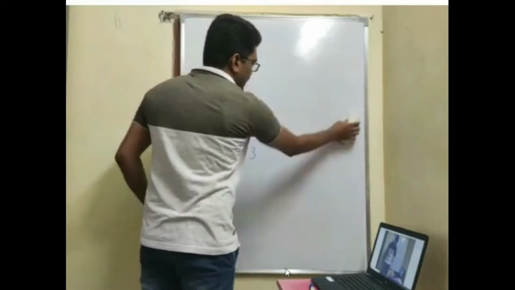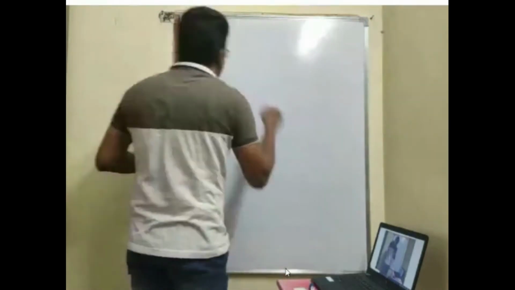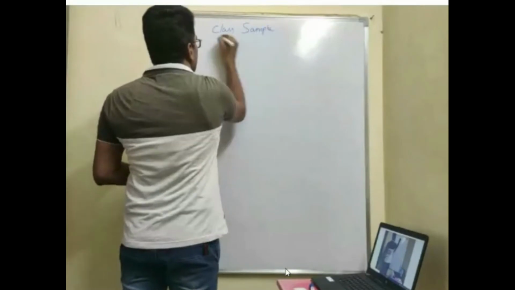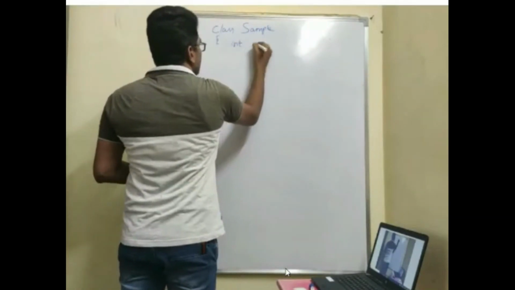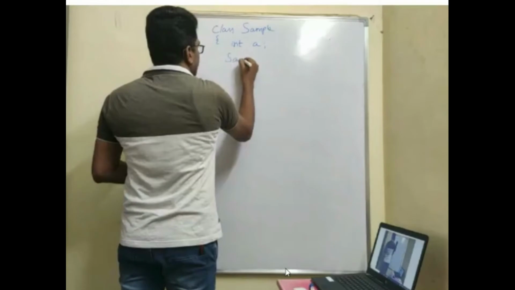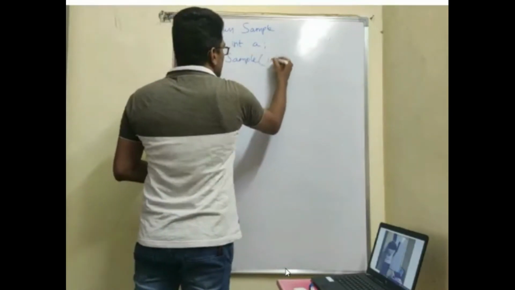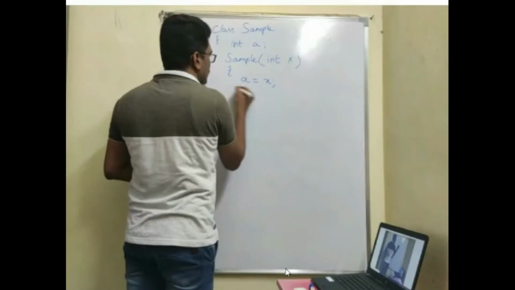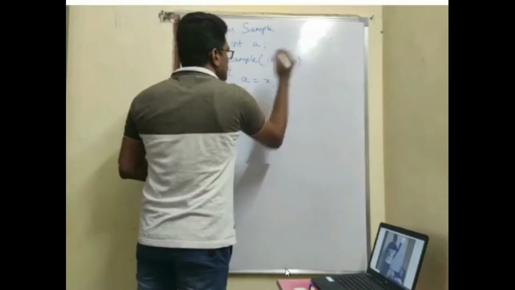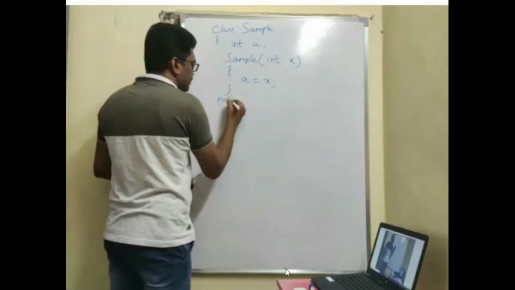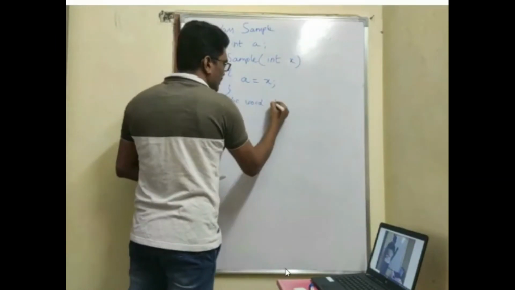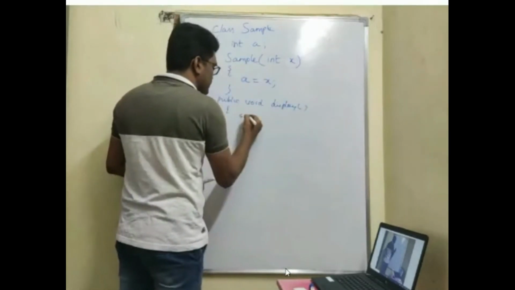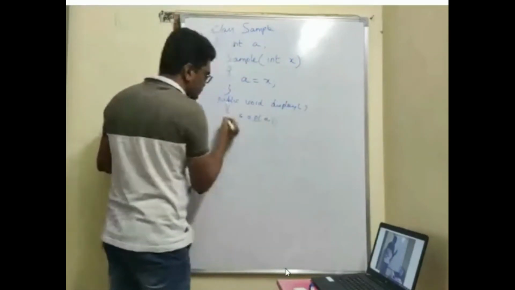Okay. So I'll take the same example we saw previously. Same class Sample. I have a variable int a. Now I write a constructor Sample(int x). So now I say a is equal to x. Same method, public void display, System.out.println(a).